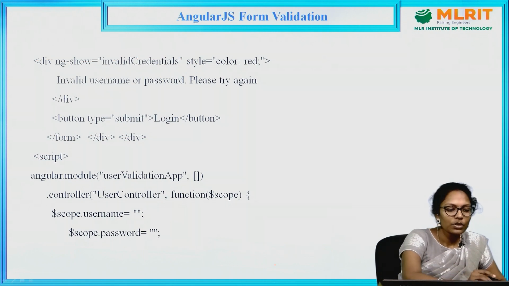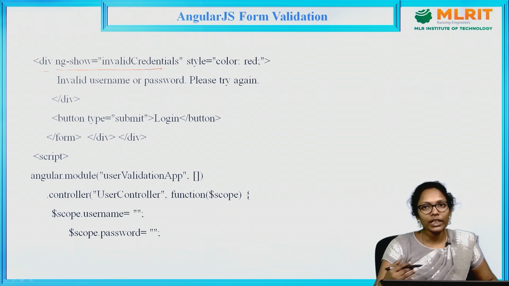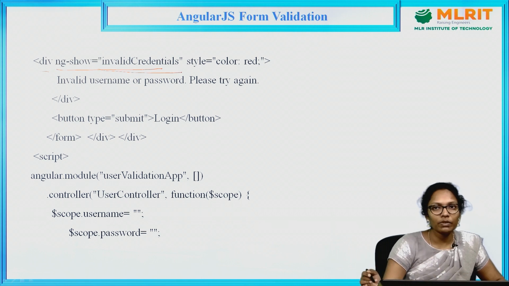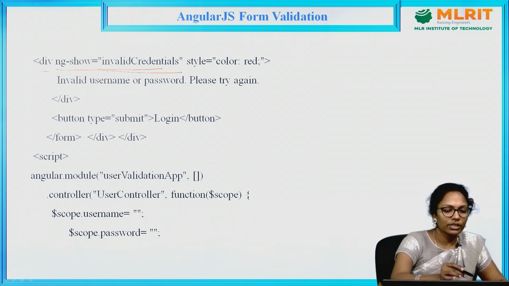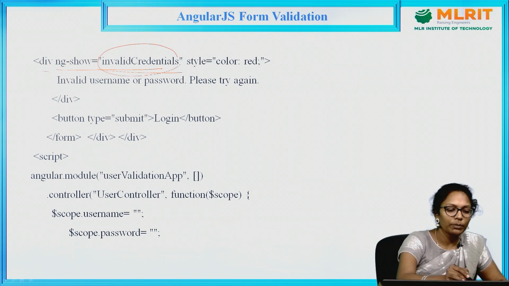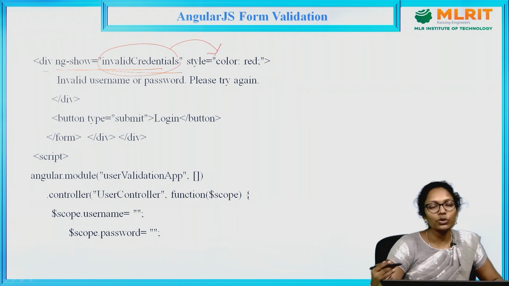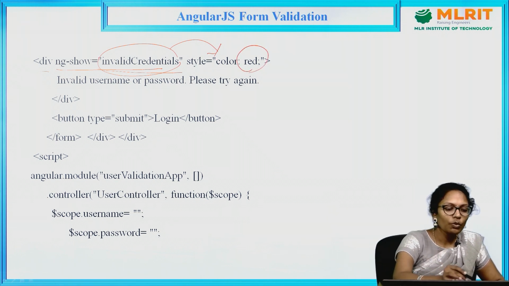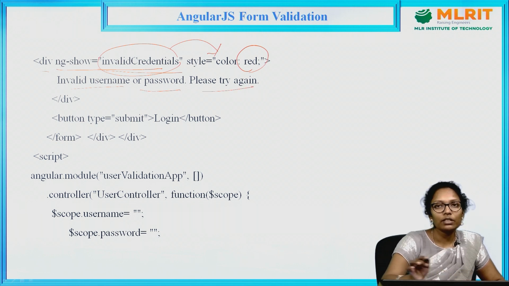Now here, after creating all these things, I am creating a div with ng-show. So what will it show? Invalid credentials. This is a variable name, and we will see what that variable is. It will be displayed in red color. Just to show the error message, I am using red color here in the style. So what is the message it is showing? Invalid username or password. Please try again.